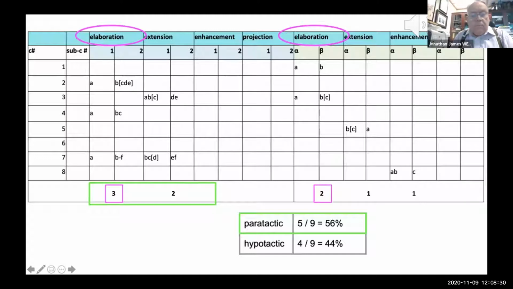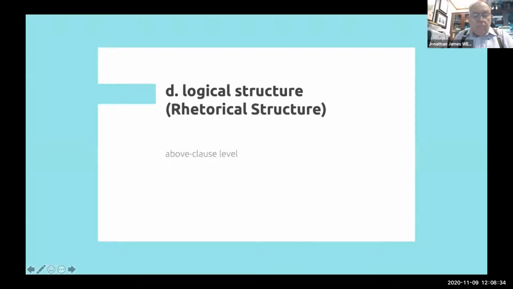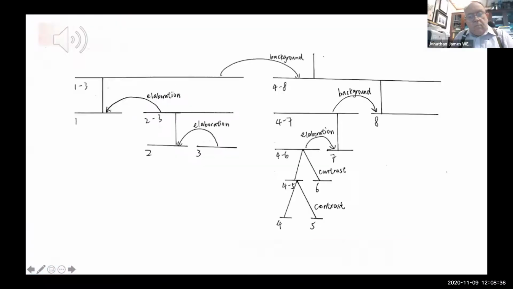From our analysis on the logical structure, it can be observed that in this graph, we are looking at the logical relations between clauses. As you can see, there are two main parts. The first one, which are clause 1 to 3, serves as a background to the main clause 4 to 8. At a higher level, the logical relations are mainly background or elaboration. However, at a lower level, the clauses are in contrast.